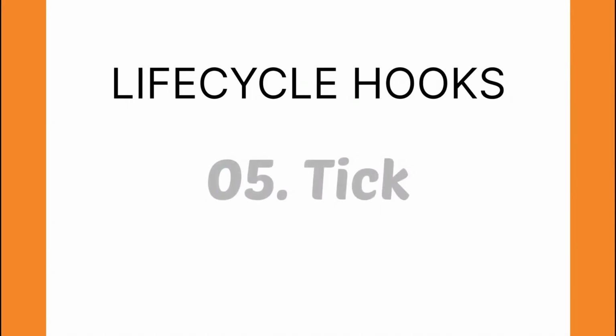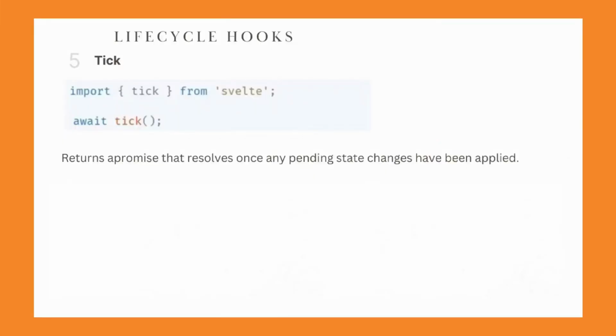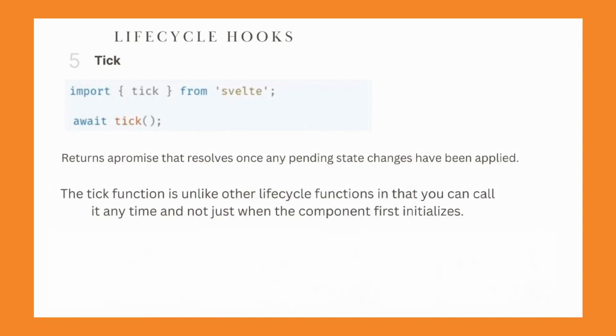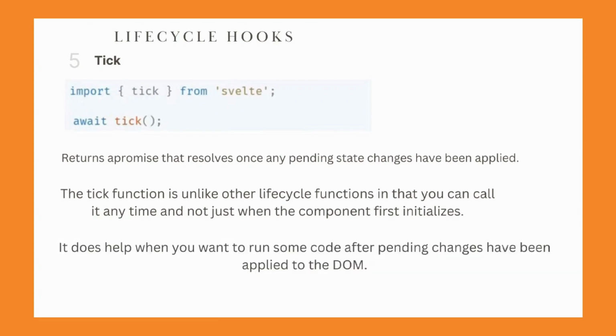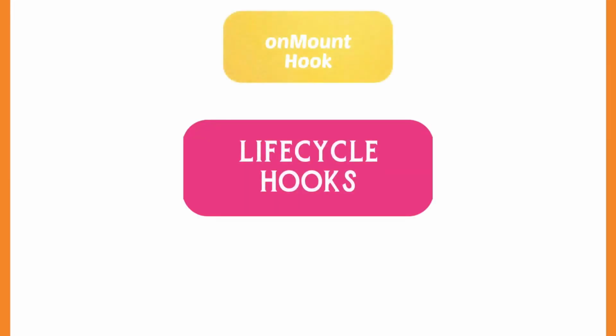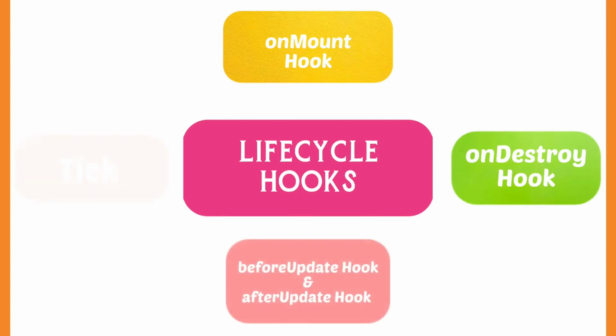The last hook is tick, which returns a promise that resolves once any pending state changes have been applied. The tick function is unlike other lifecycle functions in that you can call it anytime and not just when the component first initializes. You might not use this hook too often, but it does help when you want to run some code after pending changes have been applied to the DOM. So that pretty much is the theoretical overview of the different lifecycle hooks in Svelte.